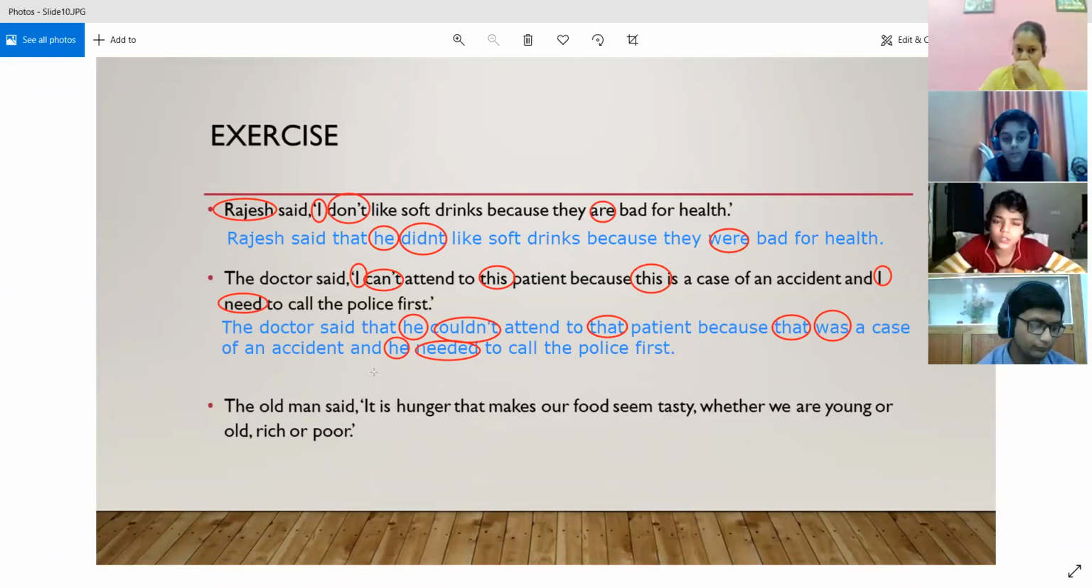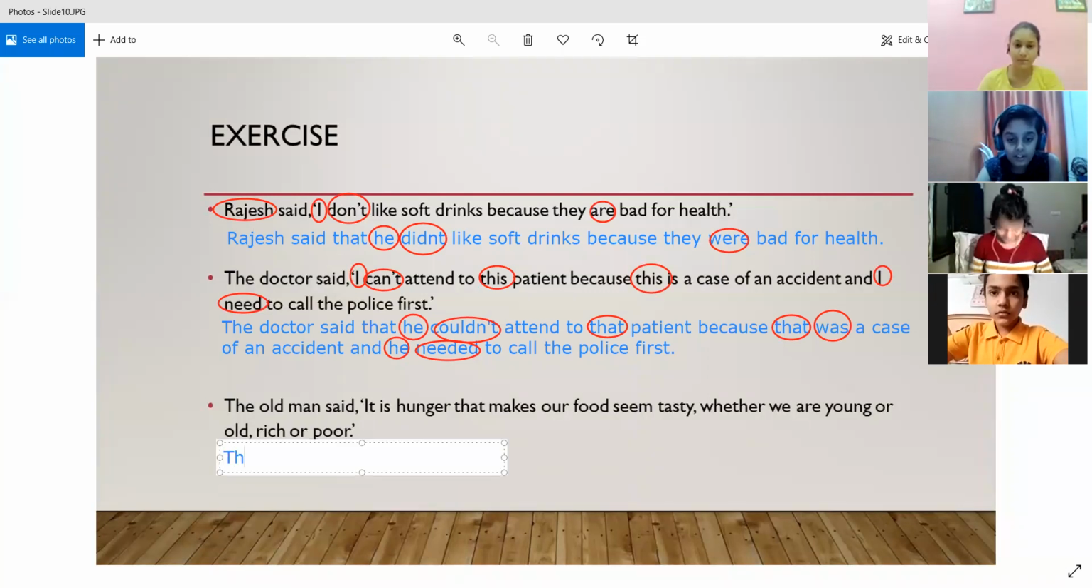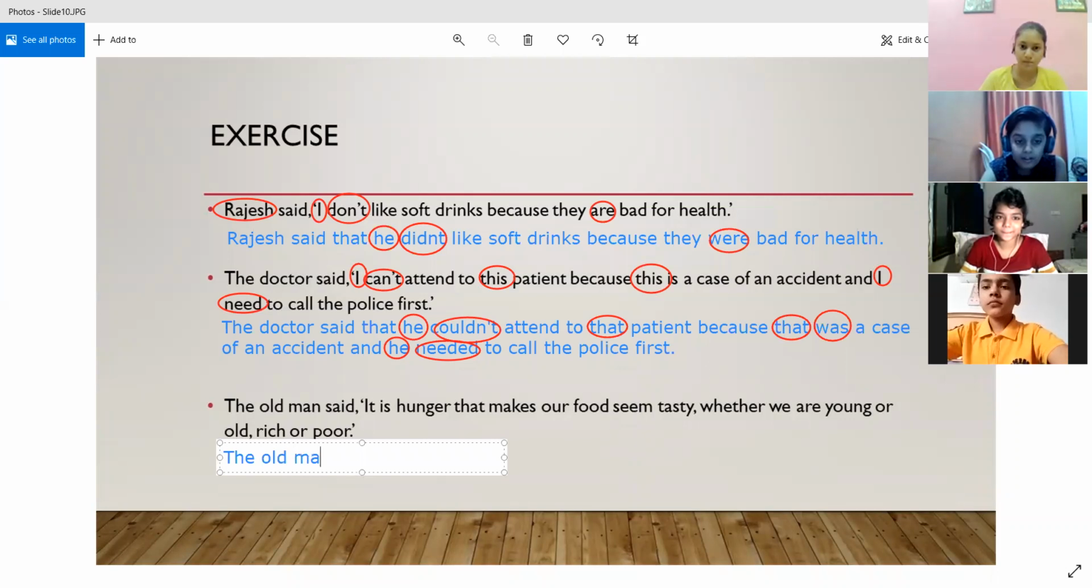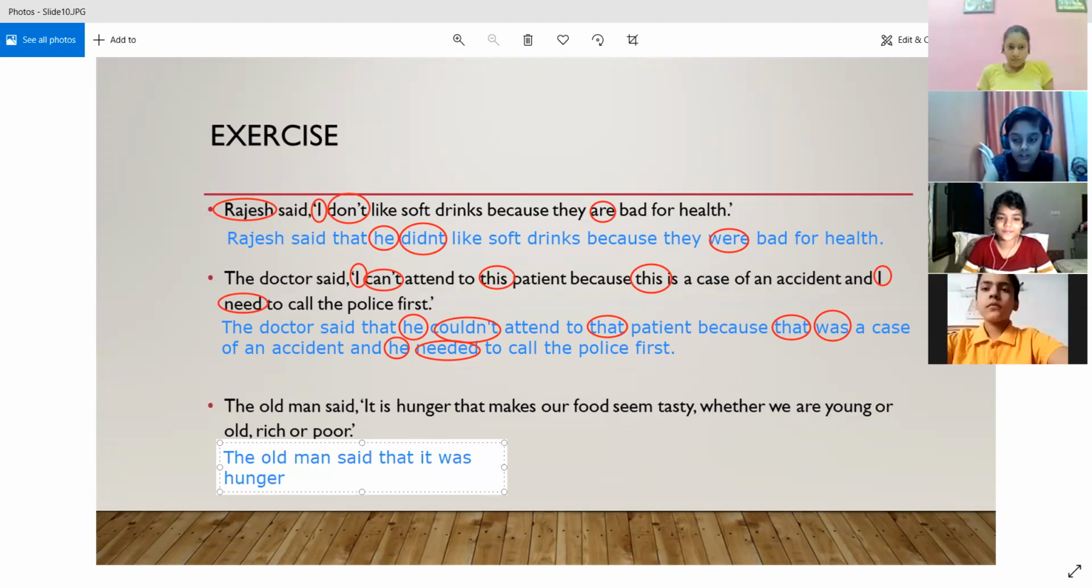Yes, Aryan. Good morning, sir. Good morning. The old man said, it is hunger that makes our food simplicity, whether we are young or old, rich or poor. Sir, the old man said that it was hunger. Go slowly, we will go together. The old man said that, yes. It was hunger. See, now it is present, which is the third person pronoun, so it is going to remain it only, right? Yes, it. It was hunger. So is has changed into was, right? That makes our food seem tasty.